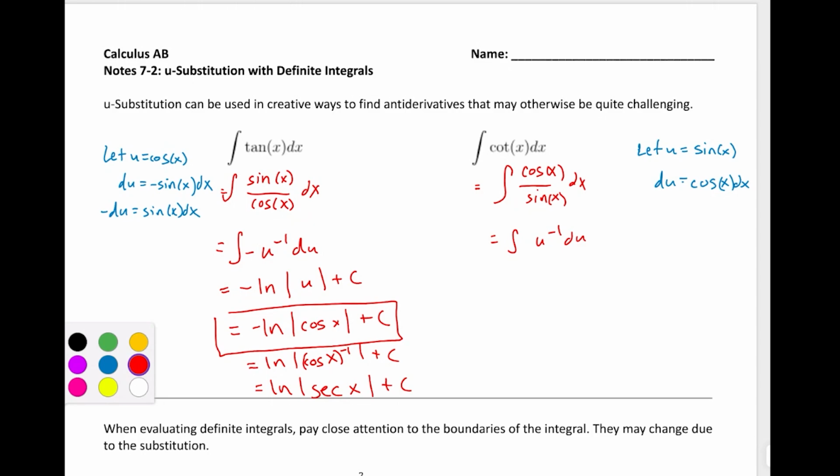We know that the integral of 1 over u is the natural log of the absolute value. So we get the natural log of the absolute value of u plus c, which is the natural log of the absolute value of sine x plus c.